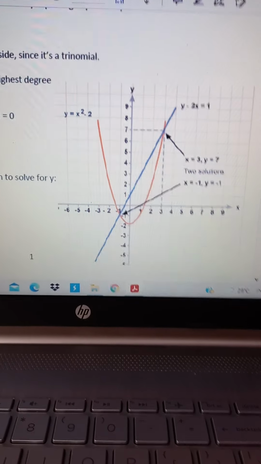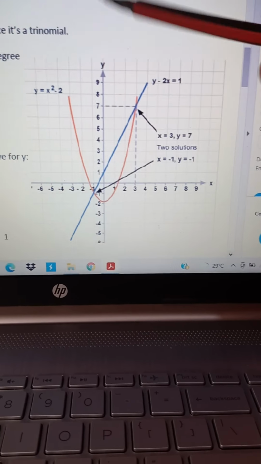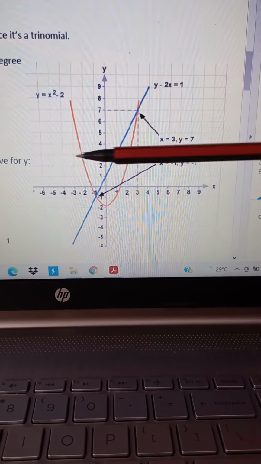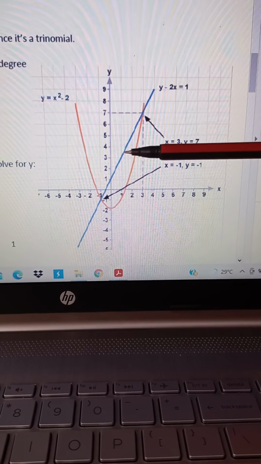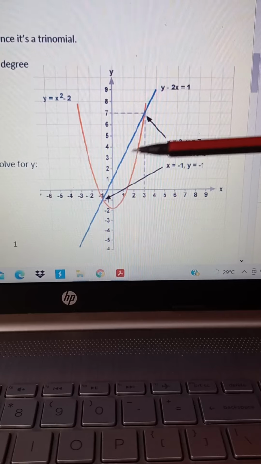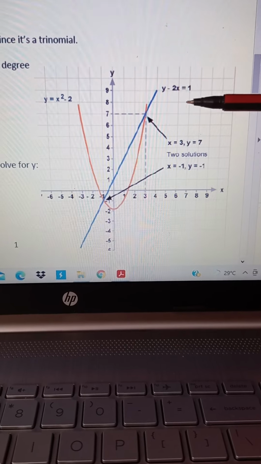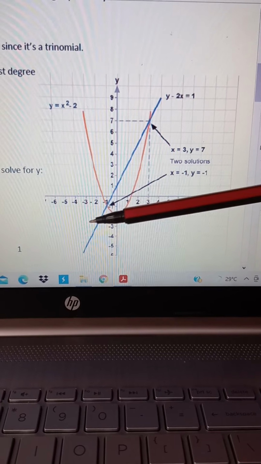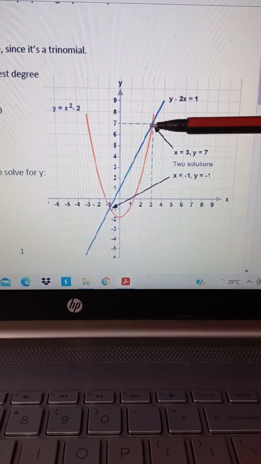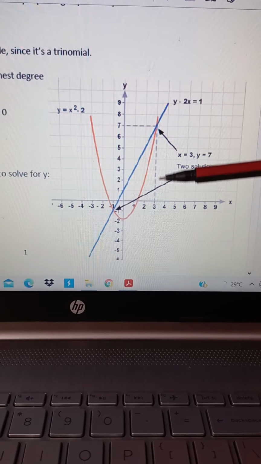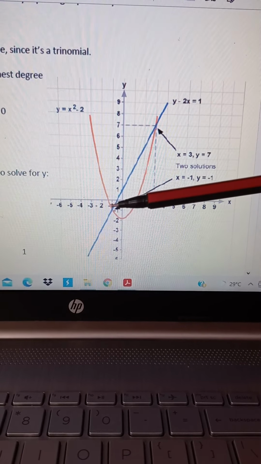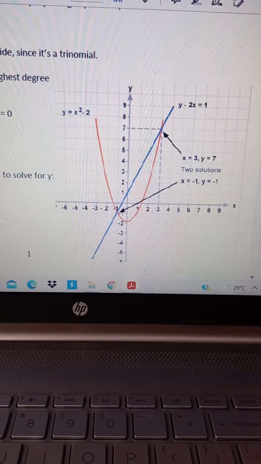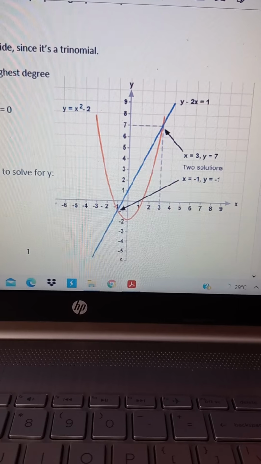The same thing can also be seen in this graph. If I am graphing the two equations, this is my parabola, the parabola of equation y equals x squared minus 2, and this is the straight line graph, y minus 2x equals 1. As you can see in this diagram, this line cuts the U-shaped graph at two positions. This one is (3, 7) and (-1, -1). Right? These are the two coordinates where the points of intersection are.